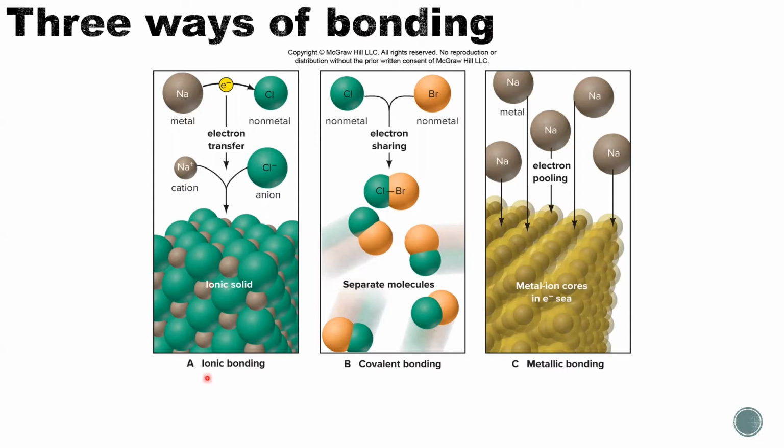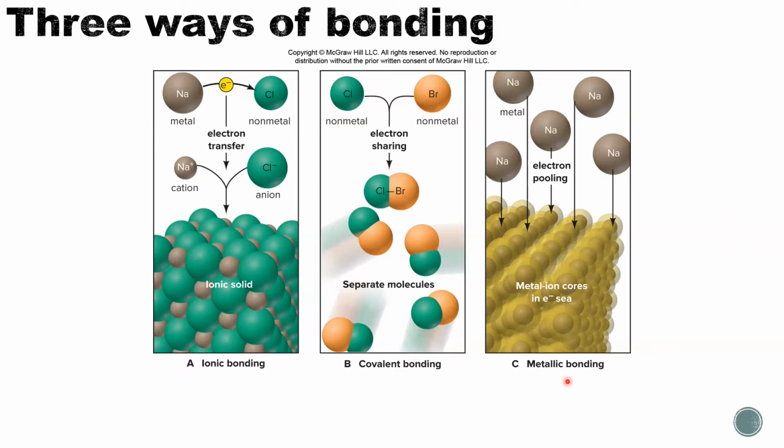So it can be ionic bonding, a chemical bond formed by electron transfer. For example, sodium loses electrons, chlorine gains electrons, and it can form sodium chloride, an ionic compound with an ionic bond. A bond can also be formed by covalent bonding, which is sharing electrons. With two chlorines or chlorine and bromine, they share electrons to form this chlorine monobromide compound.